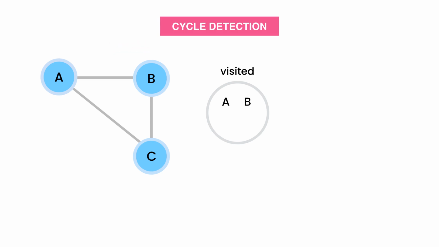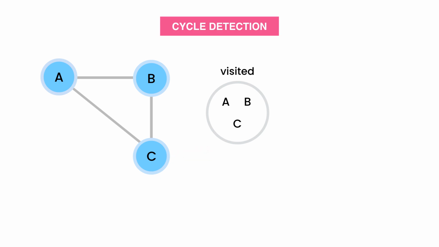Now, when exploring the neighbors of B, we know that we came from A, so we're not going to go in that direction. Instead, we go to C. Similarly, we pass B down, so we don't go back to it from C. Now, C has one other neighbor, but we have already visited A. So we have a cycle in this graph.